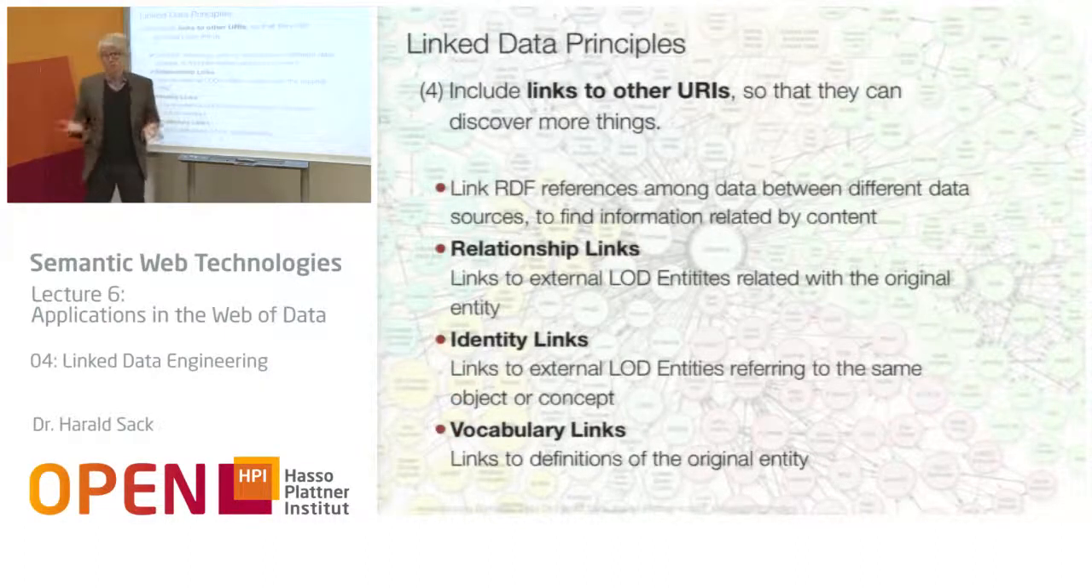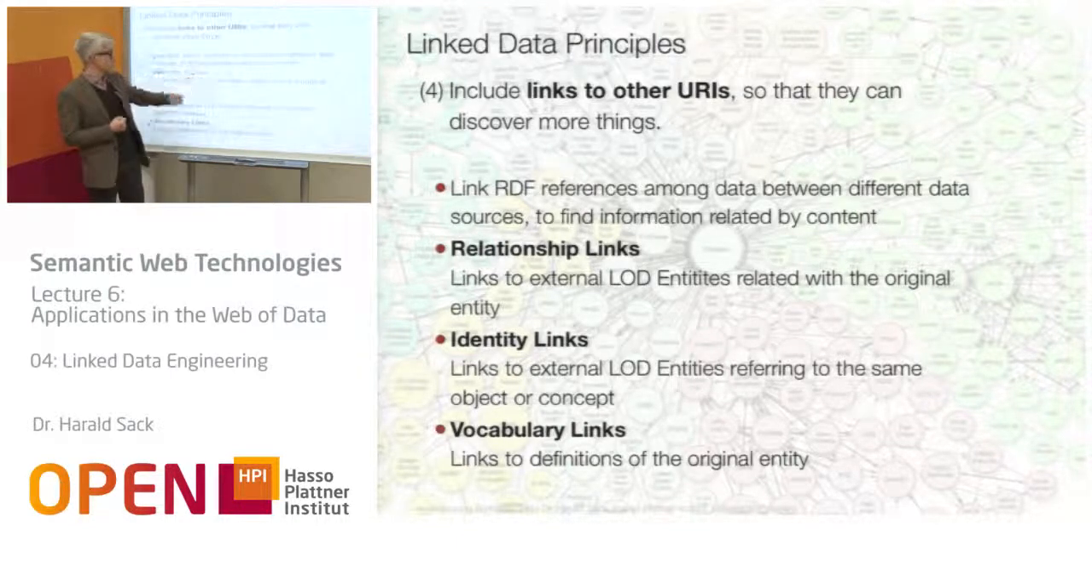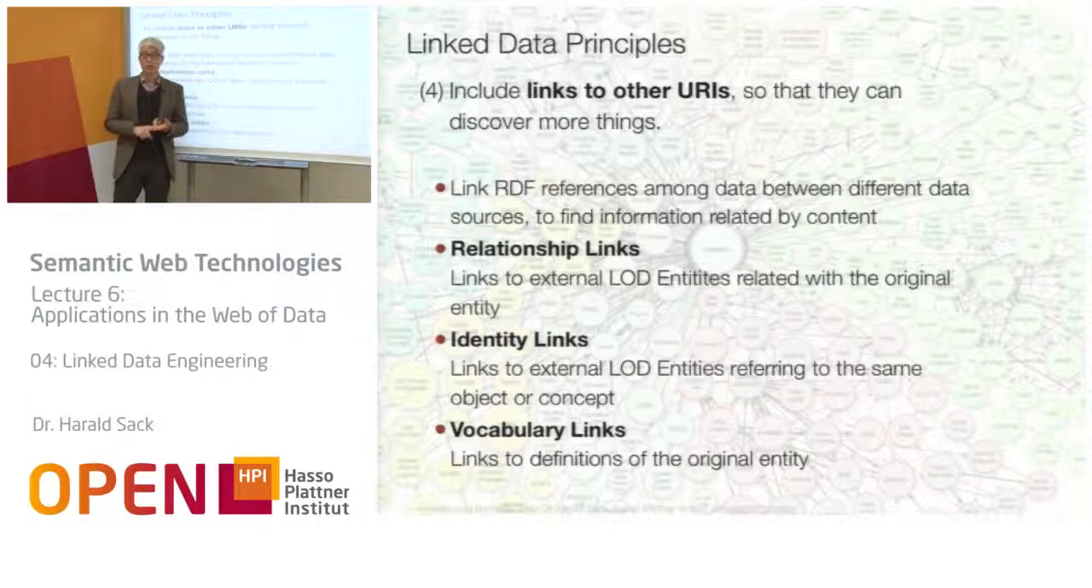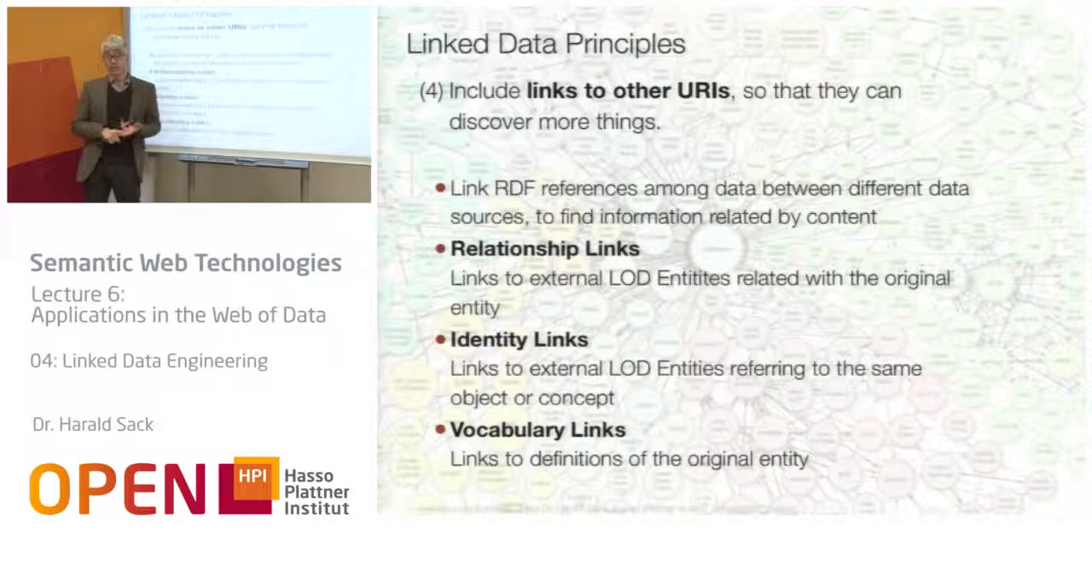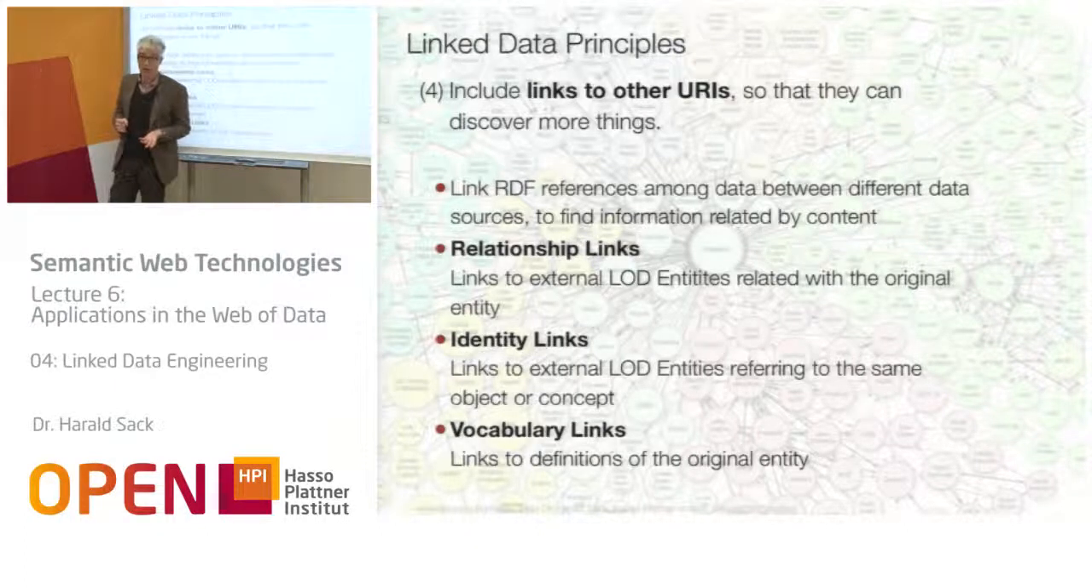Number 4, of course, the most important principle in the linked data principles is the linking principle. It means you should include links to other URIs. This is really important. So link RDF references among data between different data sources, to find information that is related via content. You distinguish there between so-called relationship links, which are links to other external linked data resources related to the original entity, and identity links. These are links to external entities referring to the same object or the same concept, but defined in different ontologies or different vocabularies, for example.